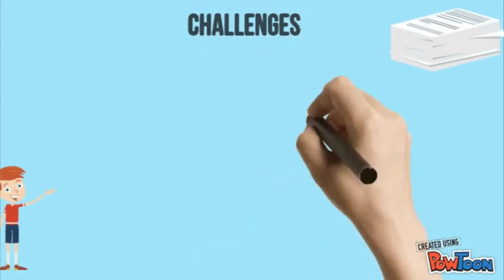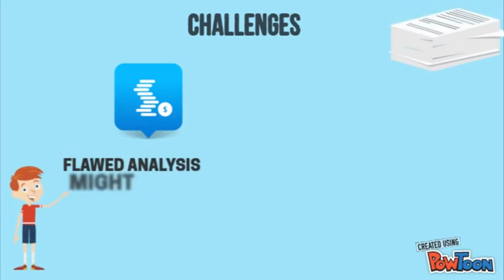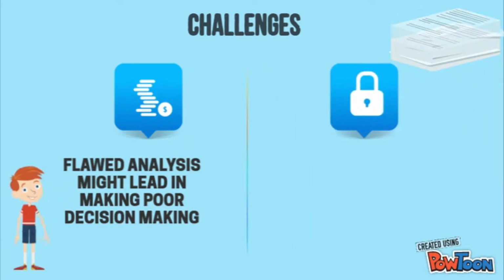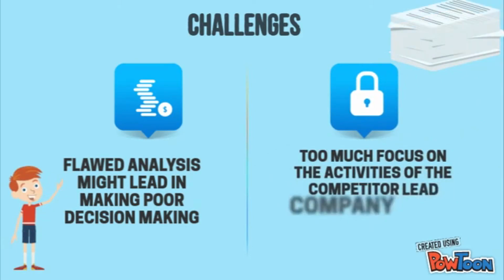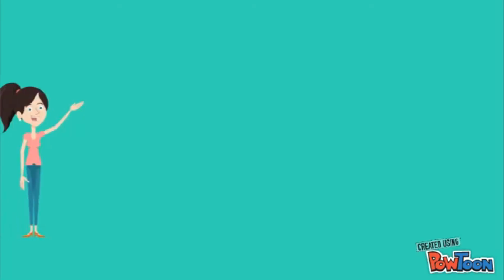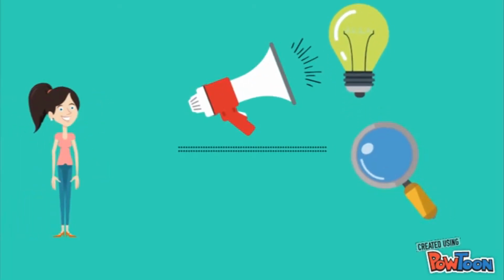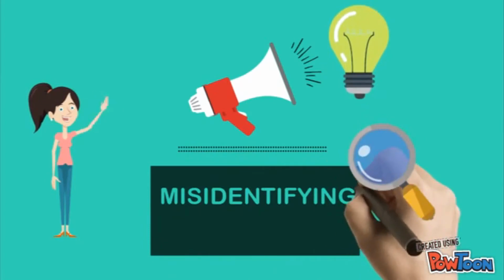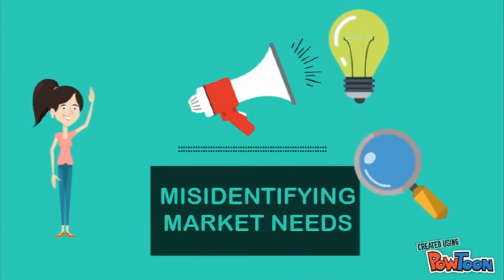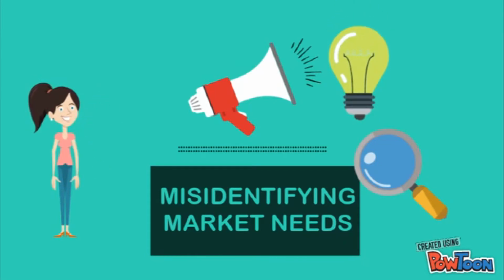Firstly, a company might use flawed analysis that will lead them to make a wrong decision, thus it will harm their businesses. Then, because of too much focus on the activities of their competitors, a company becomes reactive. Next, competitor analysis may result in misidentifying market needs, because a company might overestimate how well their competitor satisfies the customer needs, until they make a decision to quit before they even try the market.